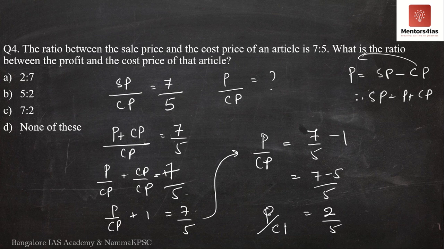Therefore, the ratio of profit to cost price is what? 2:5. The answer is 2:5. However, if you look at the options over here, we have cost price to profit but not profit to cost price. But the question is specifically asking profit and cost price. Therefore, the correct answer is none of these. The correct option is option D.